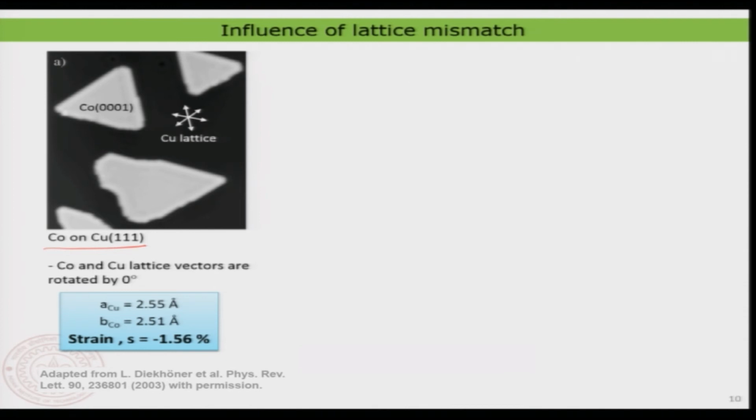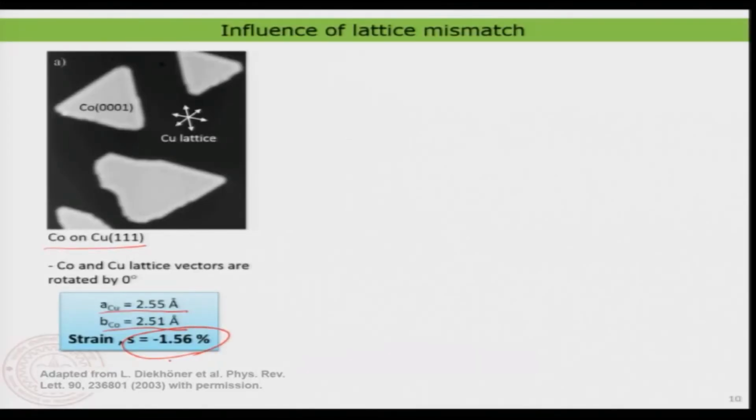So here, the copper bulk lattice is about 2.55 angstrom, but that of the cobalt bulk is about 2.51 angstrom. Now if you calculate the strain at the interface, which is given by the difference between the lattice constants of the two participating elements divided by that of the surface, you would get what is known as strain. We will look at it in greater detail later in some of the classes. So you see the strain is about 1.5%.